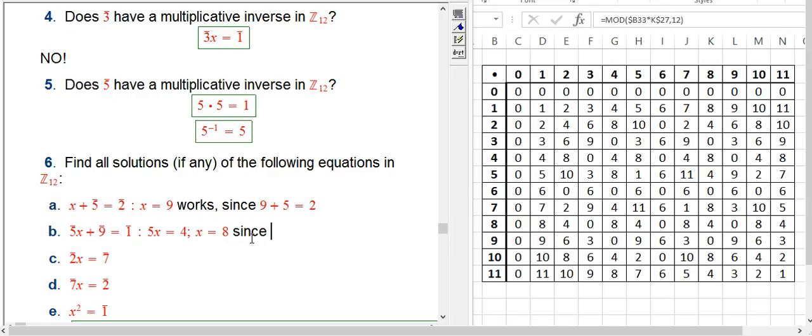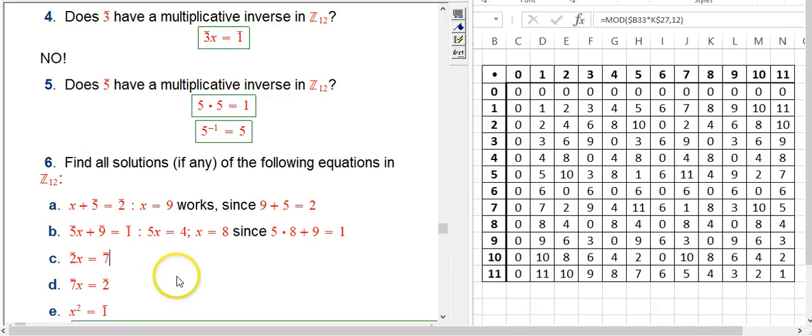And we can write it all together as 5 times 8 plus 9 is equal to 1. You could do it all in one fell swoop. 5 times 8 plus 9 is 49, then finally reduce by 12. Subtract 48, in other words, and you get 1.